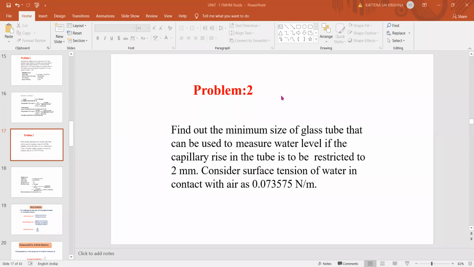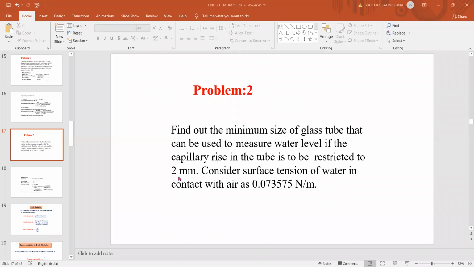Next, since it is water, capillary rise will be there. Write down there: therefore, the capillary rise of water in the tube, H equal to 4 sigma by rho GD. Formula you write down. For water rise, H equal to 4 sigma by rho GD.